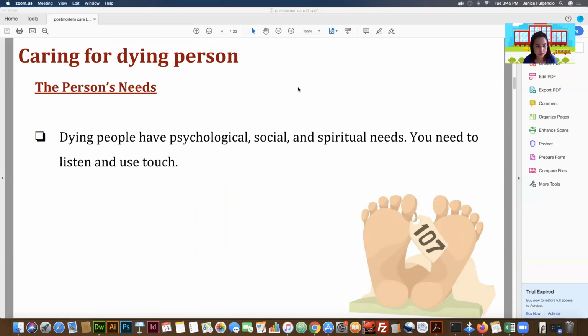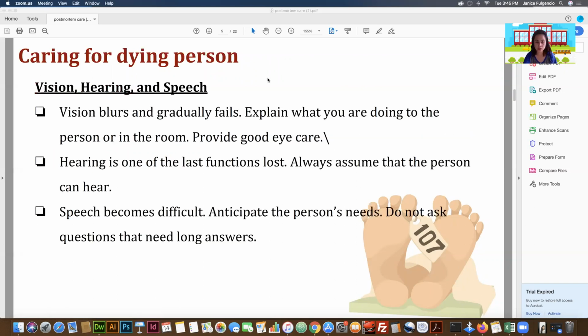So, what are the things we can do for a dying person? First, what are the needs that we need to meet? Dying people have psychological needs, so you need to care for them holistically. It means you take care of their psychological, social, and spiritual needs. You need to listen and use touch, but not with all patients. Touch depends upon their culture, so you should have cultural competency for each patient.